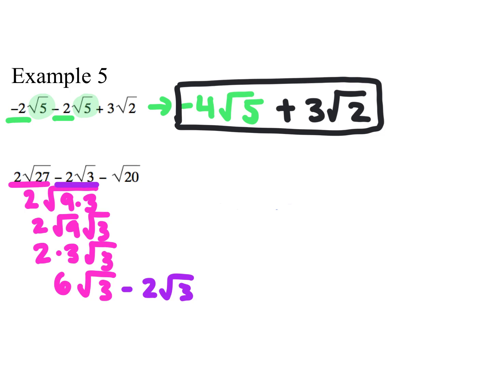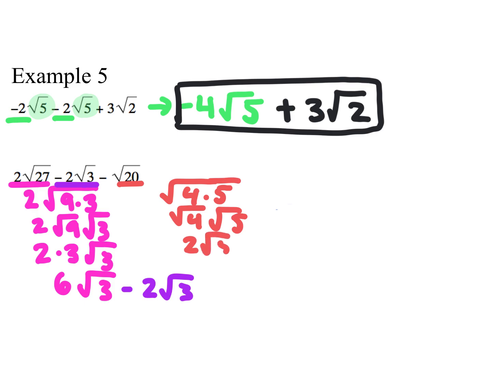And then the radical 20, I can simplify because radical 20 can become 4 times 5, so it's radical 4 radical 5, which is 2 radical 5, which I can fill in here. So it's minus 2 radical 5.